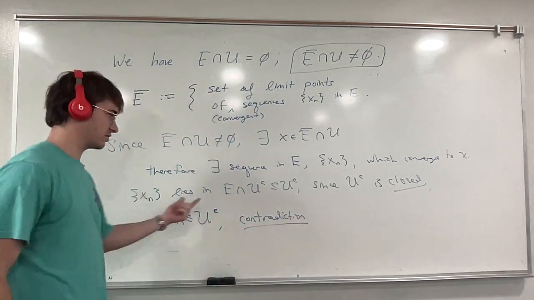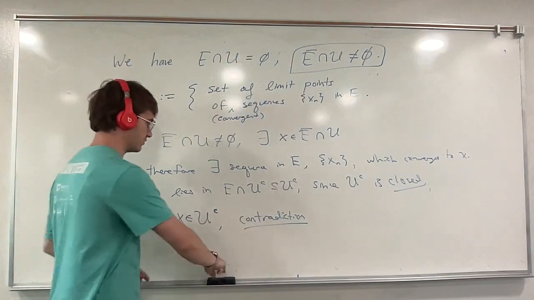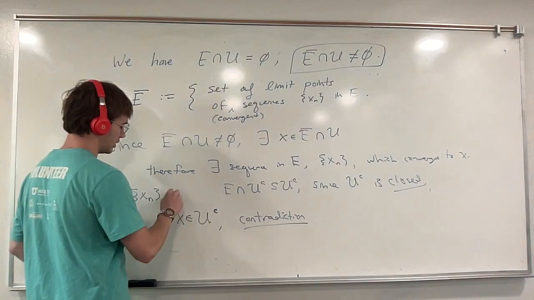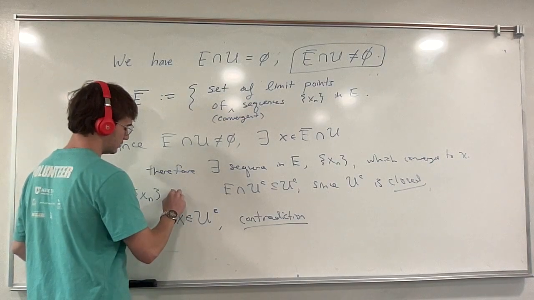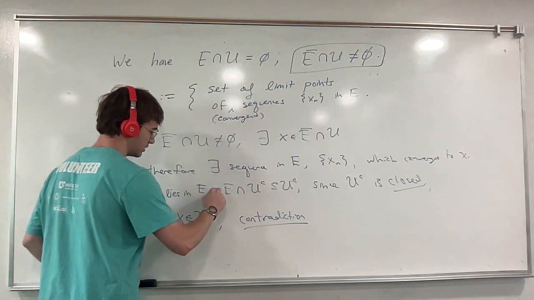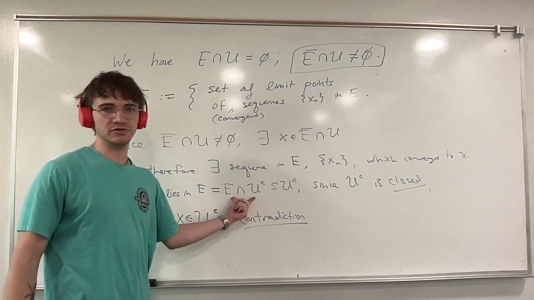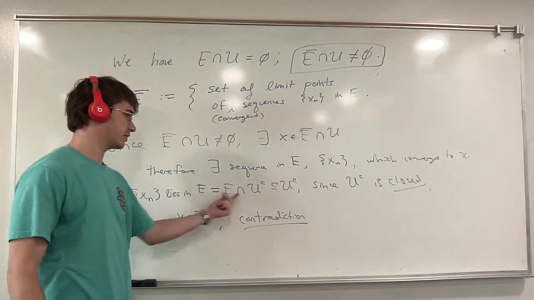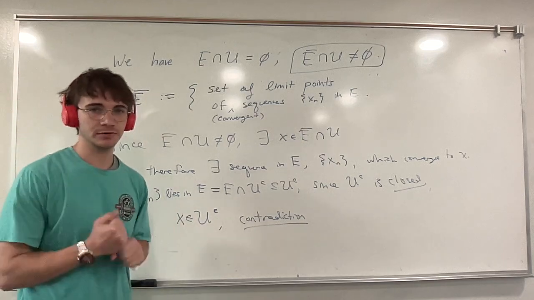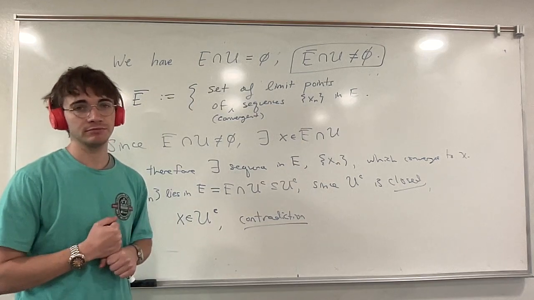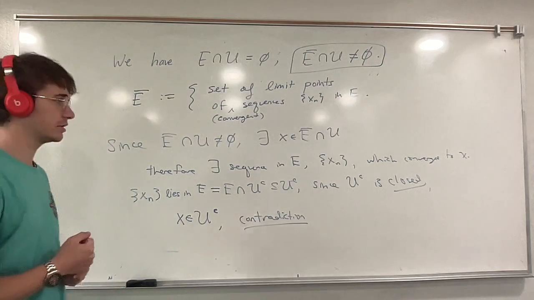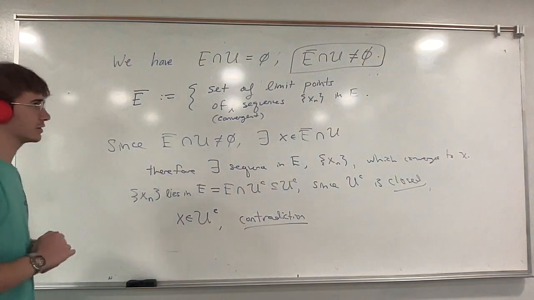Again, the reason this sequence lies in E intersect U complement is because E intersect U is empty. So xn lies in E, which is equal to E intersect U complement, right? Because E intersect U is empty. And then since this sequence lies in a closed set, its limit point has to stay in the closed set, its limit point has to be in U complement. So this is a contradiction, okay?